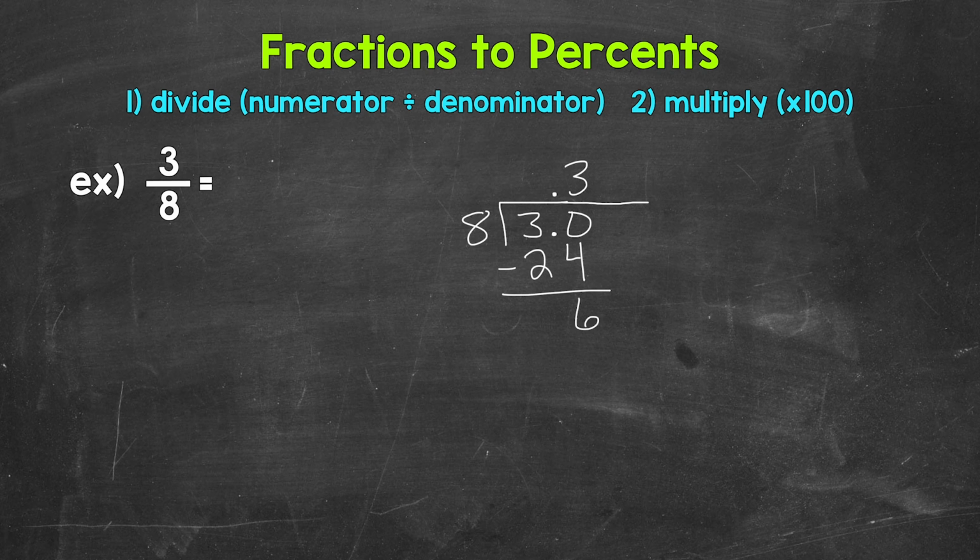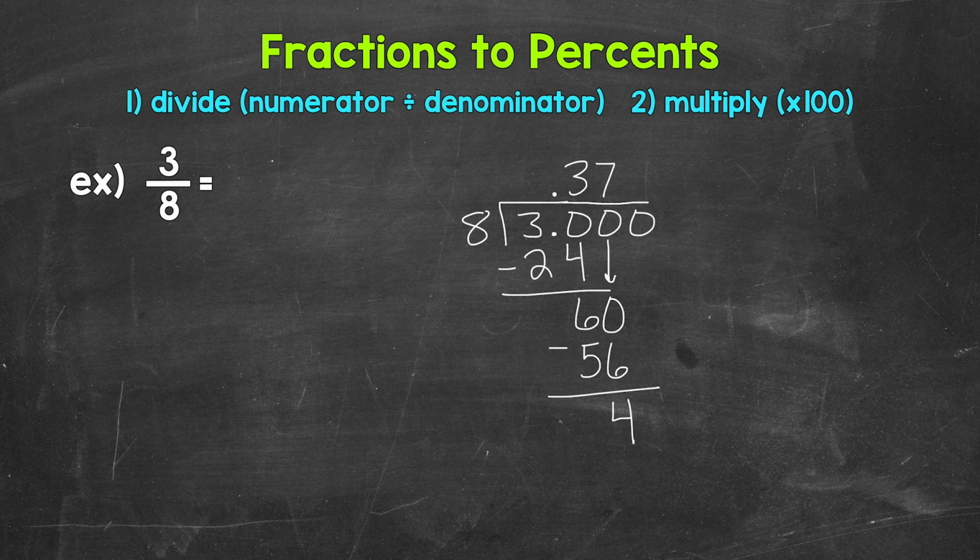Now we don't have a clean-cut 0 there at the bottom, so we can continue on by using another 0 that we can bring down. And now we have 60. 60 divided by 8. That's going to be 7. That gets us to 56. So we put 7 up top there, and now we multiply. 7 times 8 is 56. Subtract 60 minus 56 is 4.